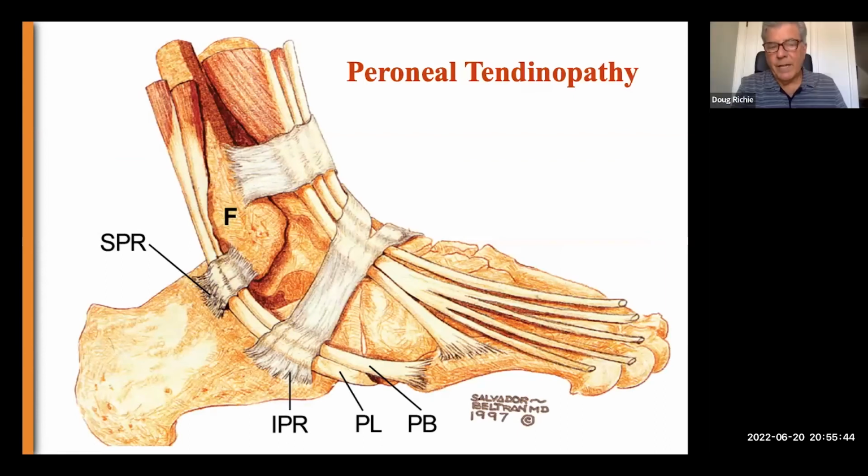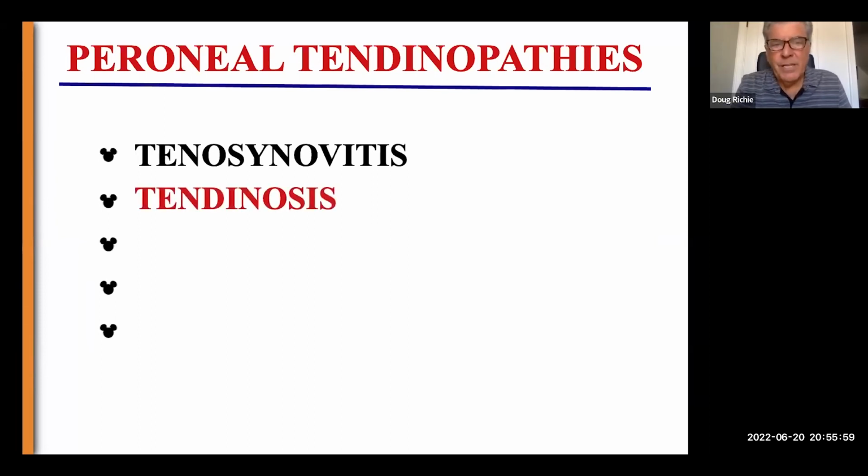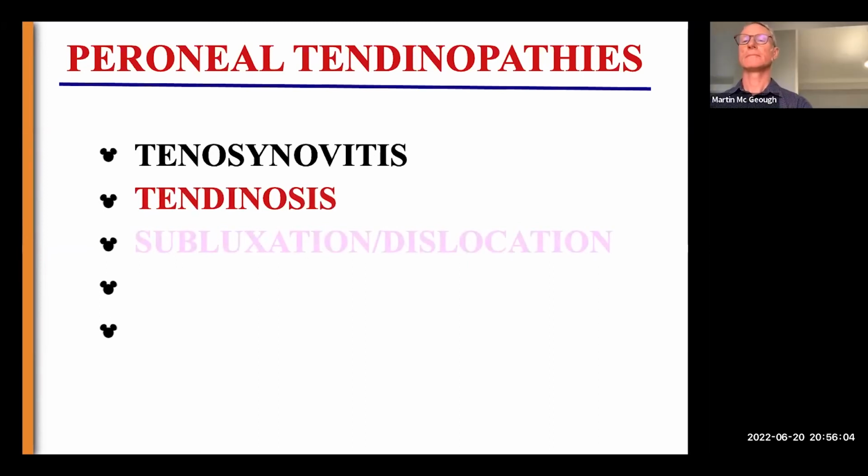Finally, peroneal tendinopathy. We seem to be seeing more and more of this. Pain, swelling, disability located along either the peroneus longus or the peroneus brevis. We know that patients with pain in this area can have simple tenosynovitis. They may have progressed to degeneration and tendinosis.